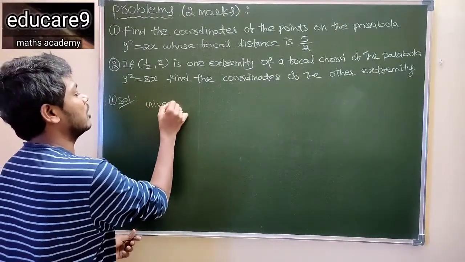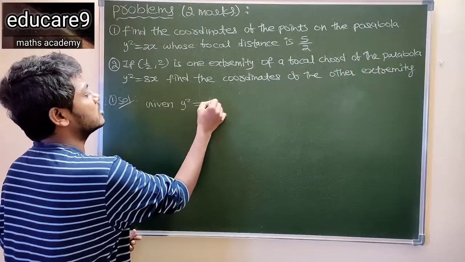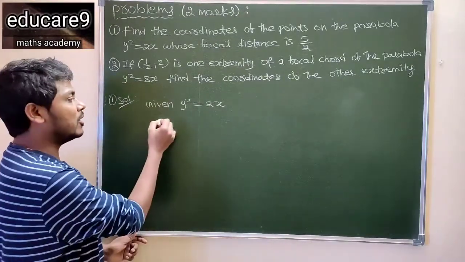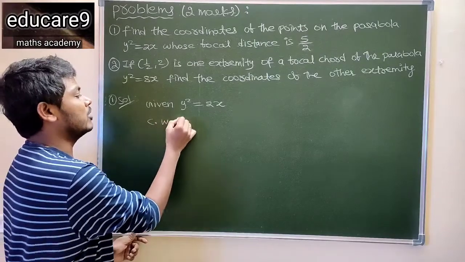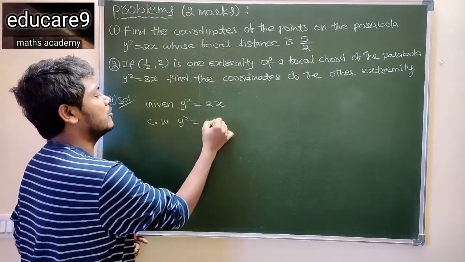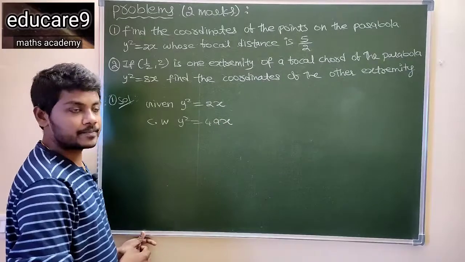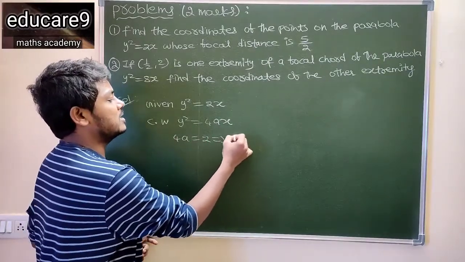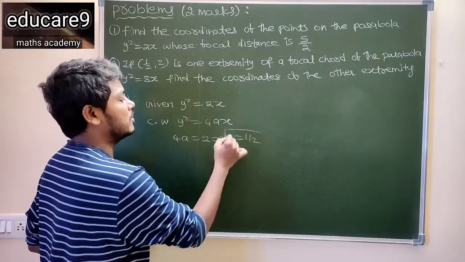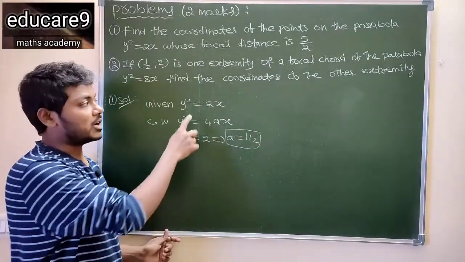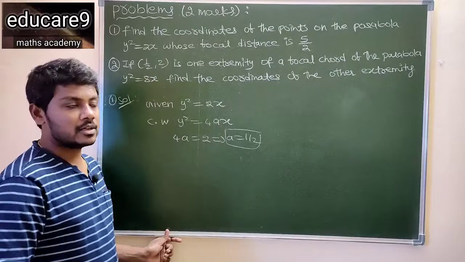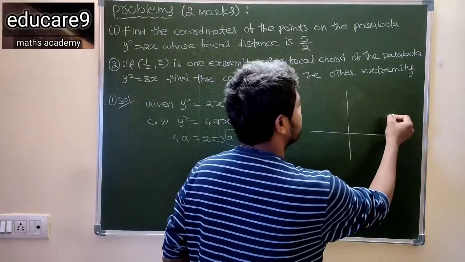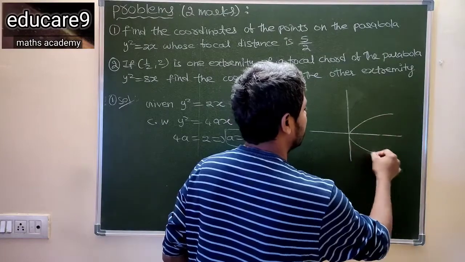Given parabola y square equals 2x. Comparing with y square equals 4ax, clearly 4a equals 2. From this, a equals 1/2. So clearly the given parabola opens to the positive x-axis side, like this.